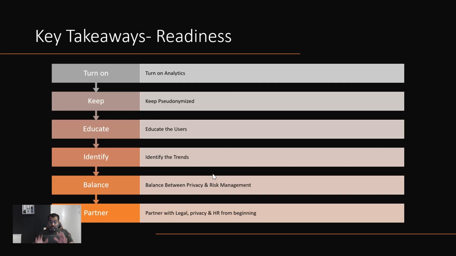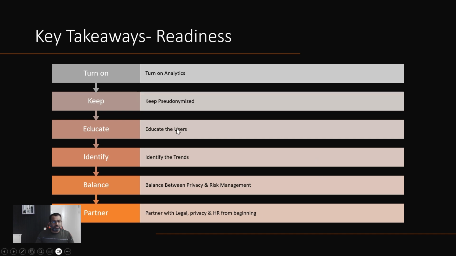Because if you see, this slide outlines 6 essential actions any organization should take to ensure readiness in implementing analytics and data driven strategies. The first thing is you need to turn on the analytics, because you begin by enabling the analytics capabilities across your systems to gain insights and drive informed decision making. That's the important thing. And keep it pseudonymous. Ensure that the data is pseudonymized to protect individual identities, and comply with your data privacy regulations.